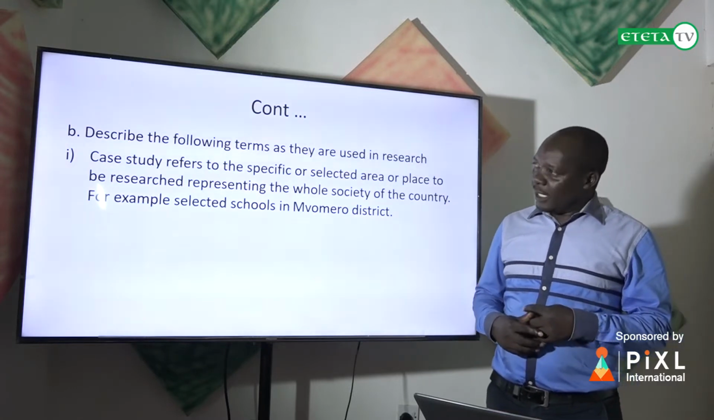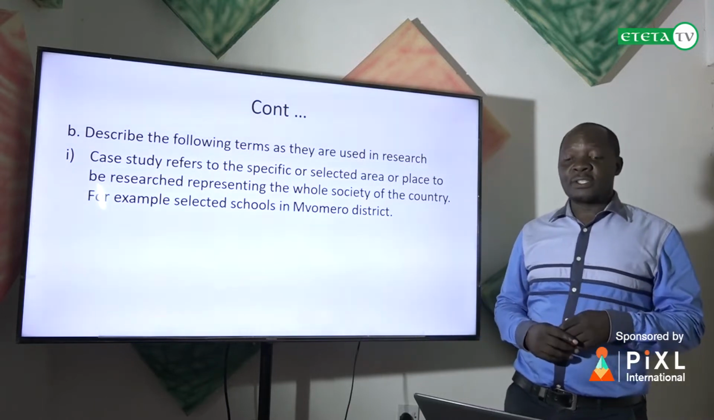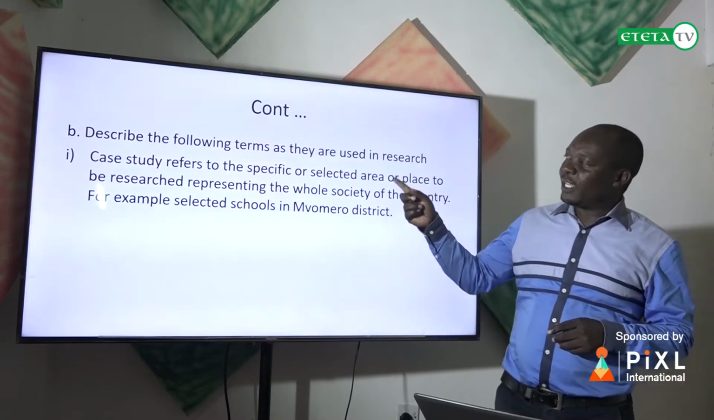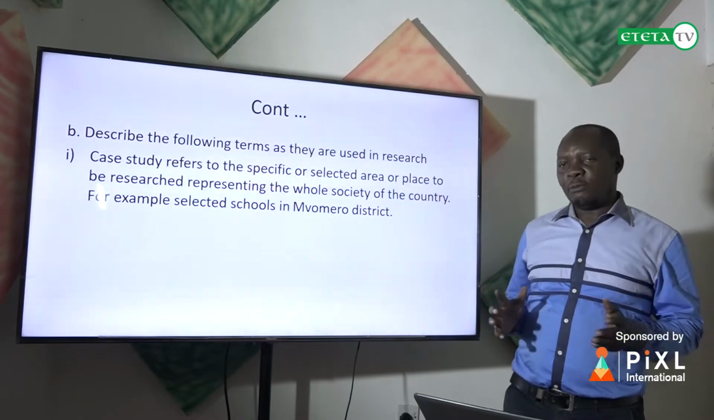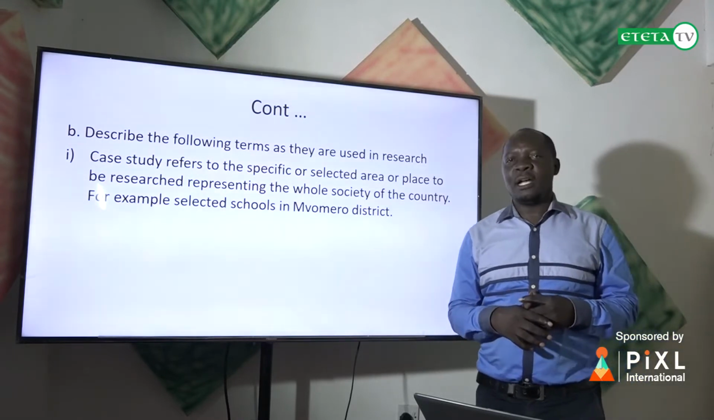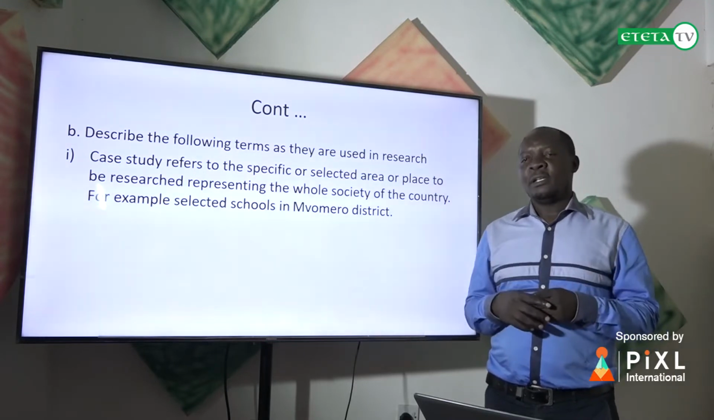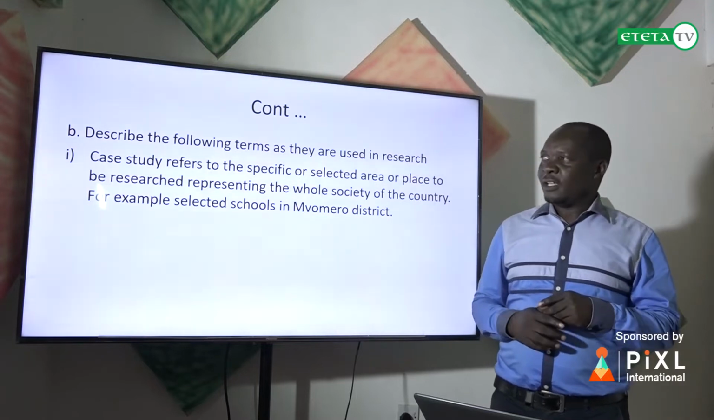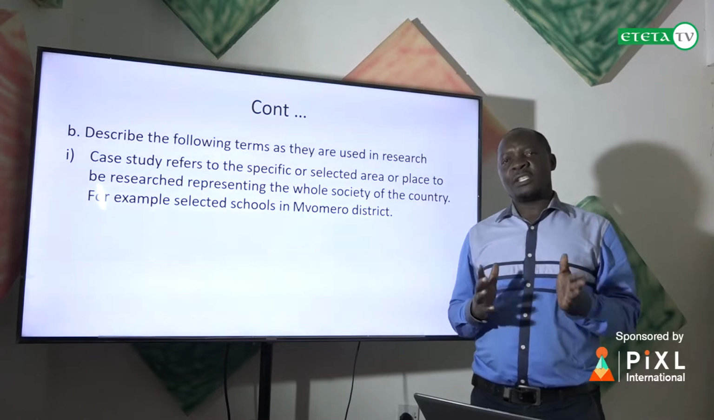That is part A of the question. Part B, you are told to describe the following terms as they are used in research. You are given terms, then you have to describe them, and describe how those terms are used in research. Term Roman 1, you have case study. What is a case study as used in research?